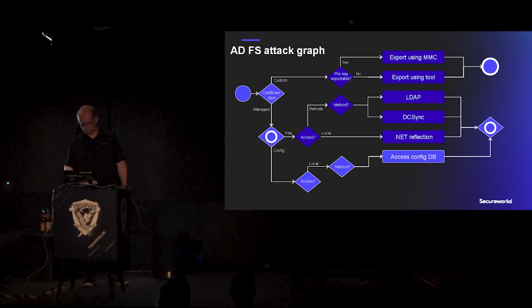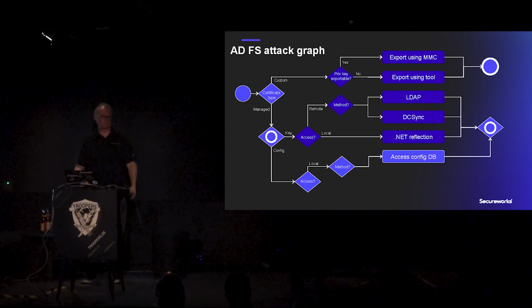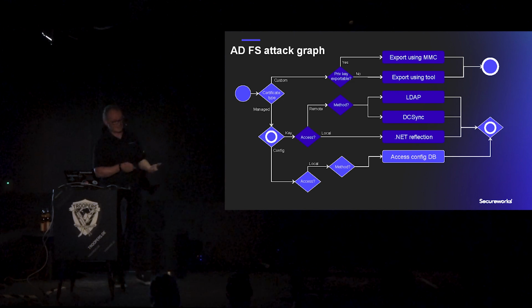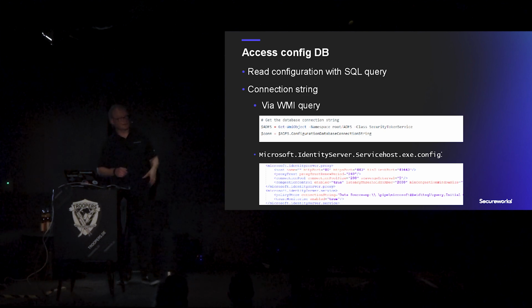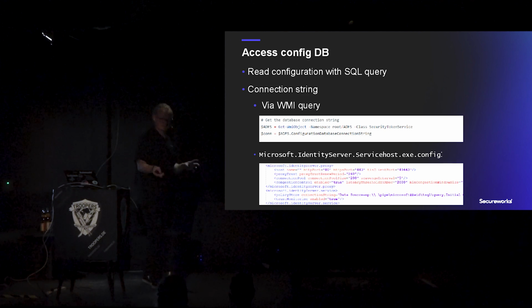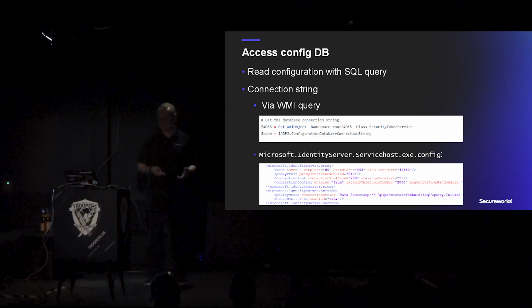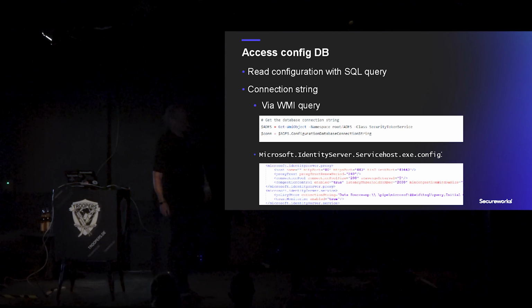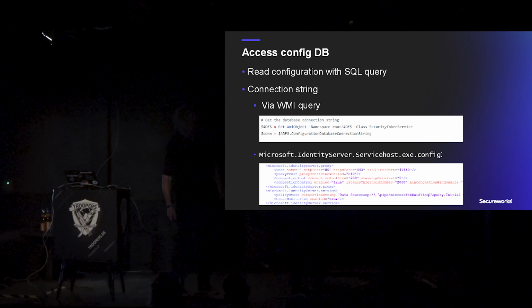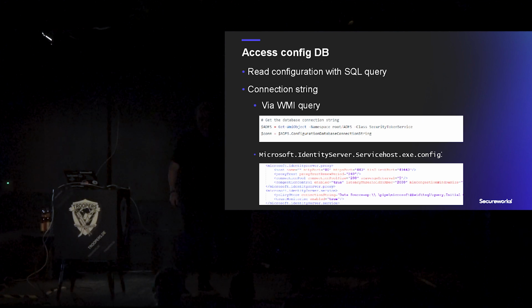So here we are. The first decision here is, do we have access to that ADFS server? If you do, you can access the configuration database just by making SQL queries. You just read the configuration, and you can get the configuration string for that database. It doesn't matter whether it's the SQL Server or the Windows Internal Database. You can get the connection string by using a WMI query, or Windows Management Instrumentation query, from the ADFS server object, or you can access the configuration file, and it's there.